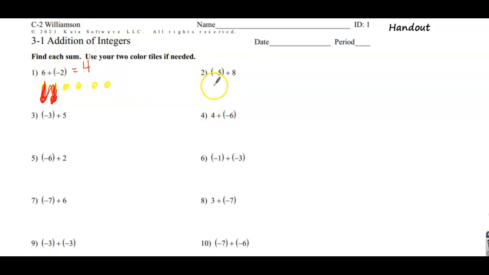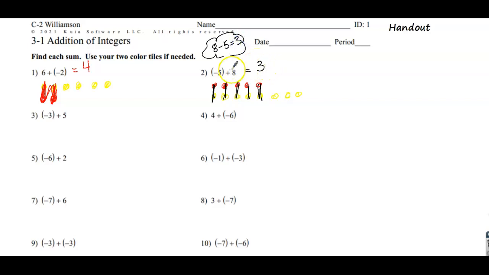Let's do another one. We have -5, 1, 2, 3, 4, 5. And we want to add +8 to it. 1, 2, 3, 4, 5, 6, 7, 8. Now we get rid of the 0 pairs. That's a 0 pair, 0 pair, 0 pair, 0 pair, 0 pair. We have 3 positives left. You could have subtracted the smaller number 5 from the bigger number 8. You're thinking in your little think bubble here. You're thinking 8 minus 5 is 3.